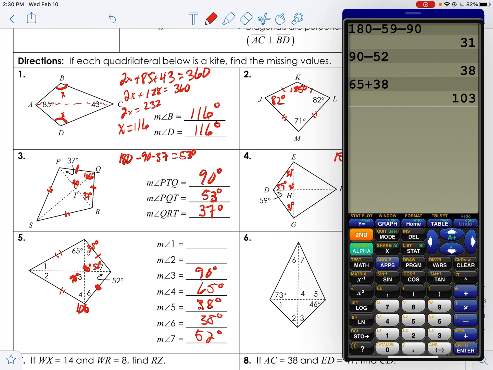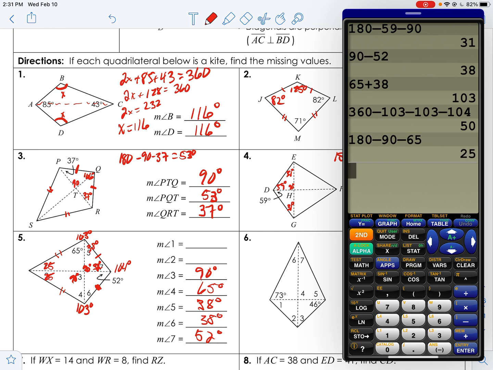Not that it matters too much, except that we know that this one's 103. We know this one's 103. And we know that combined in total this is going to be 104 degrees. So 360 minus 103 minus 103 minus 104 is 50, and those are cut in half, so this is a 25 and this is a 25.